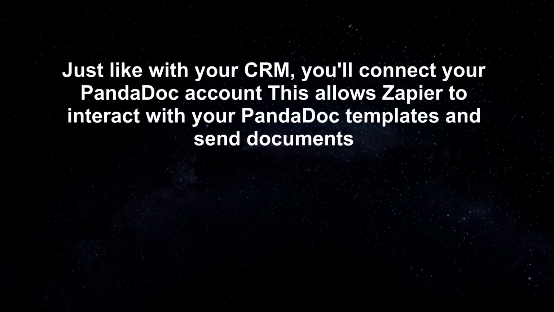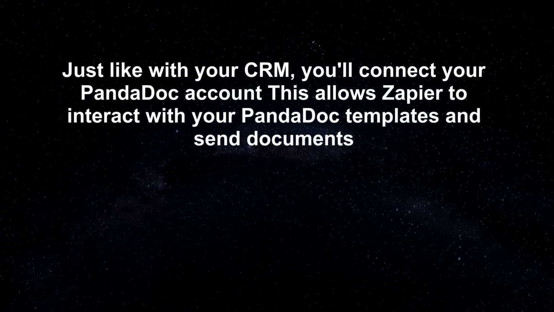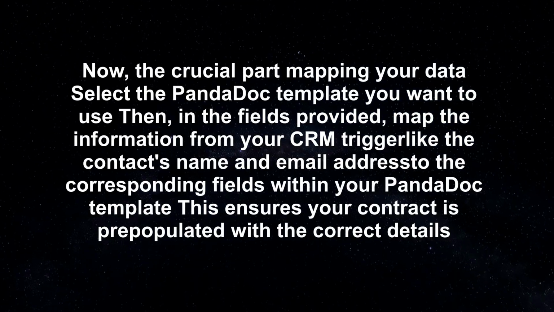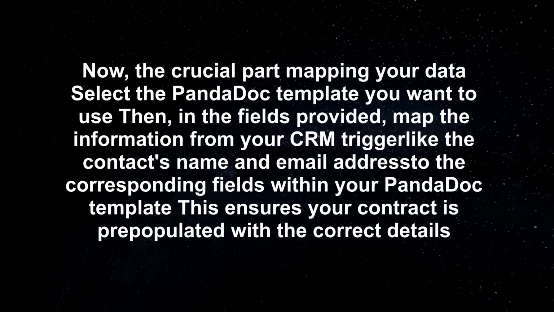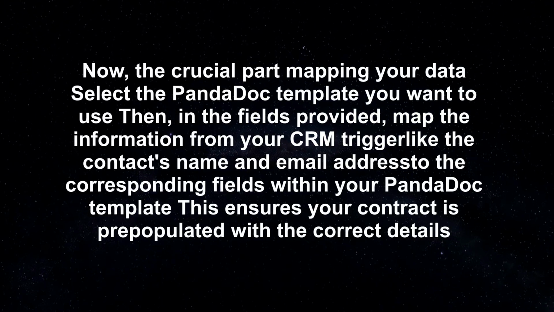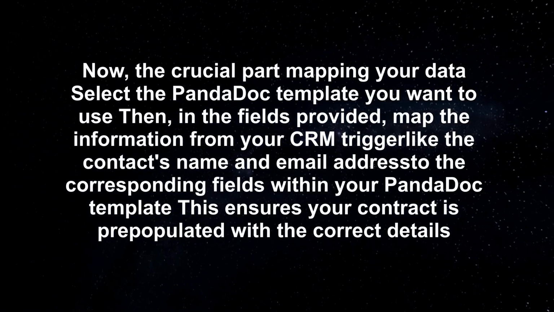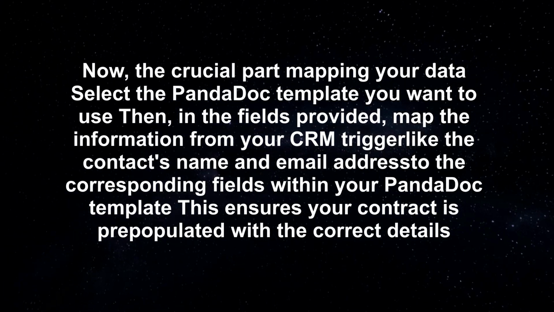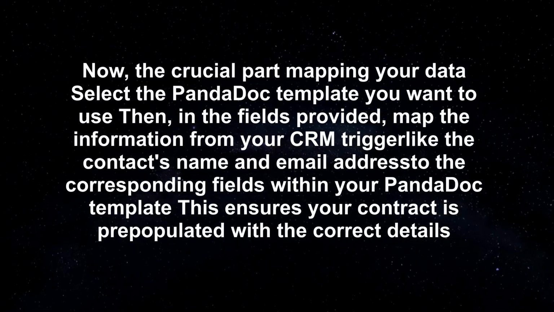Just like with your CRM, you'll connect your PandaDoc account. This allows Zapier to interact with your PandaDoc templates and send documents. Now, the crucial part, mapping your data. Select the PandaDoc template you want to use. Then, in the fields provided, map the information from your CRM trigger, like the contact's name and email address, to the corresponding fields within your PandaDoc template. This ensures your contract is pre-populated with the correct details.